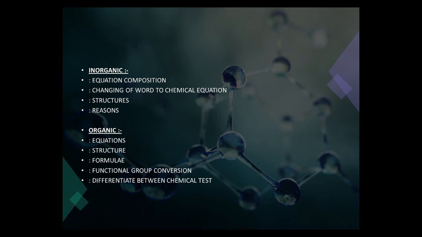On the contrary, the organic section consists of the equations of organic compounds, the structures of the different organic compounds, the formulas, and functional group conversions. Like you might be given a compound which has the functional group alcohol, and you can be asked to convert it into a ketone, and so on. Similarly, a differentiating chemical test can also be asked, like how can you differentiate two compounds having an alcoholic or a ketonic functional group, and so on.